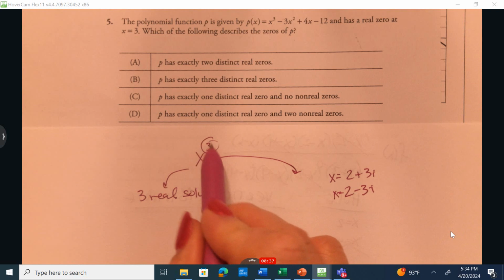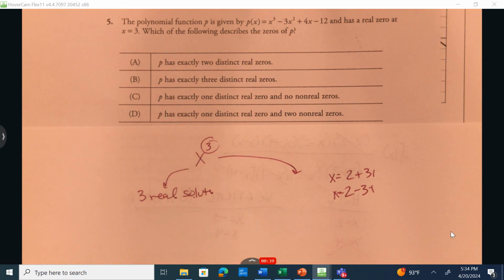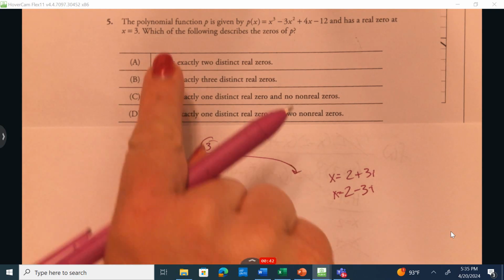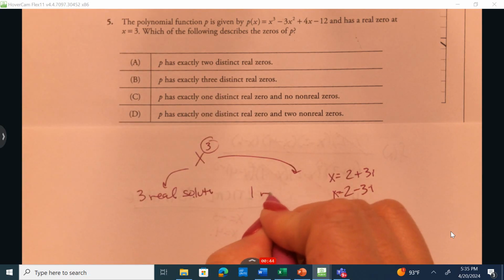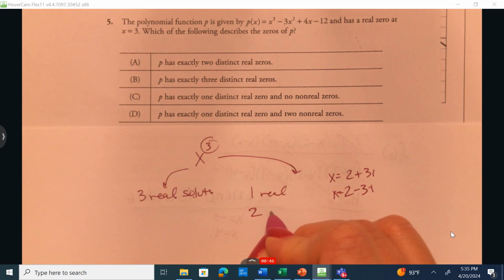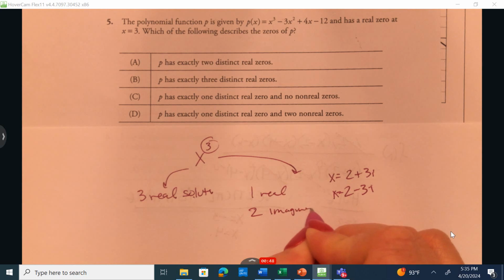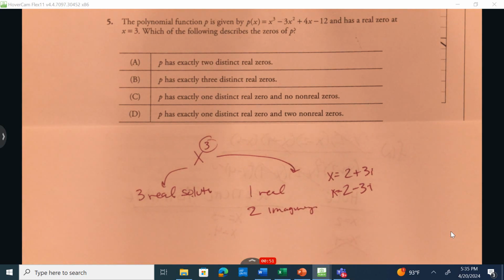So one possible solution here is 3 real solutions. Another possibility is we could have 1 real solution and 2 imaginary, also known as complex solutions. Those are my possibilities. So how do I determine what it's going to be?